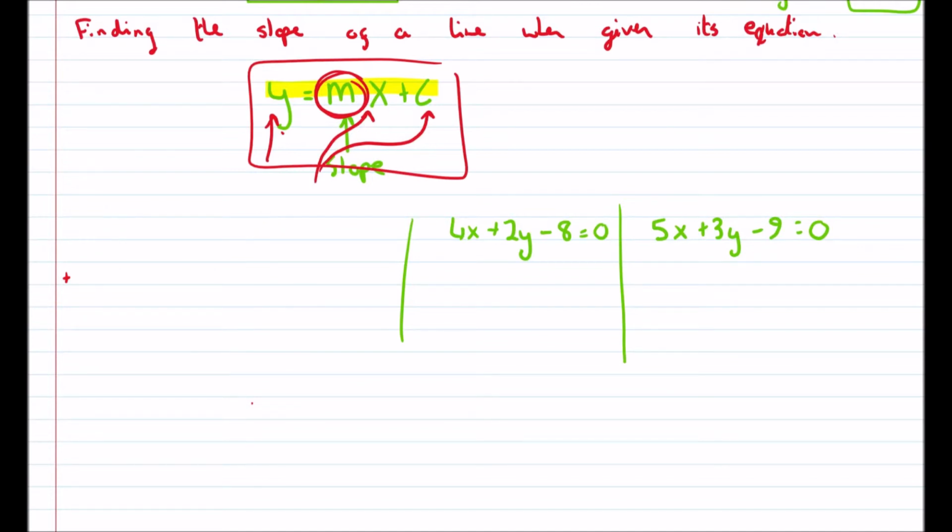Next one then. 4x plus 2y minus 8 equals 0. Right, let's keep going. So this time I'm just going to do it very quickly.